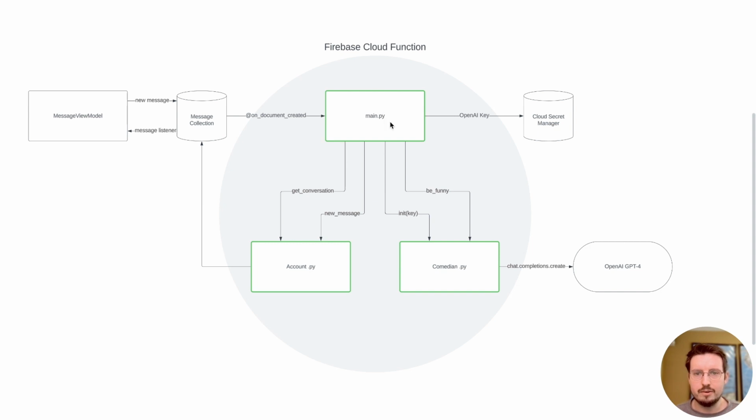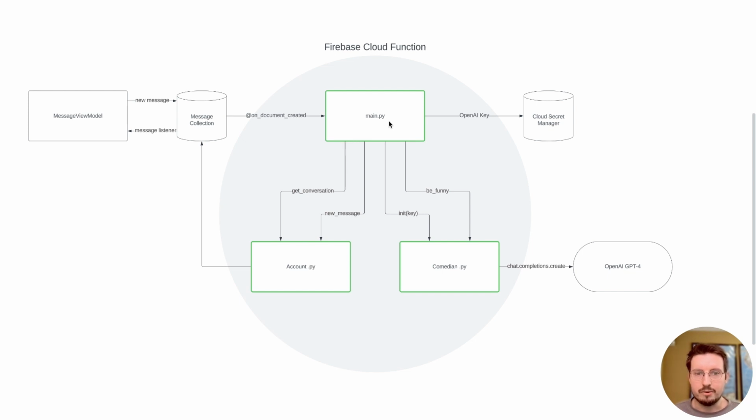So our main.py will execute on every new message. We're going to have a check to see whether or not the message was from the user or whether it was from ourselves, from the agent itself. If the message is from the user, then we're going to be creating a new joke.